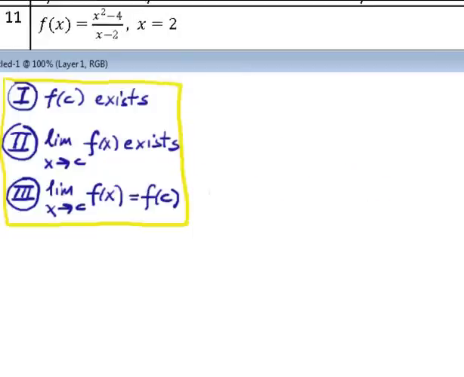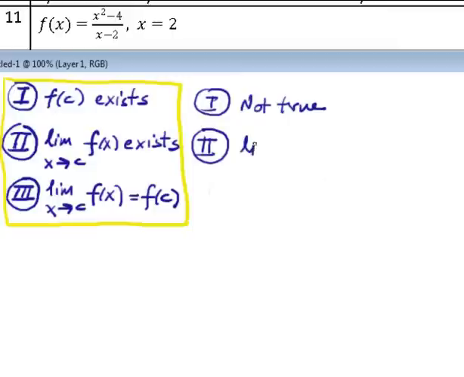Okay, here we want to know again, is f of x continuous at x equals 2? Well, 2 is not in the domain because of the x minus 2 in the denominator, so 1 is not true. All right, how about 2? The limit as x goes to 2 of x squared minus 4 over x minus 2. Well, when we take the limit, we can reduce. It's the same as the limit as x goes to 2.